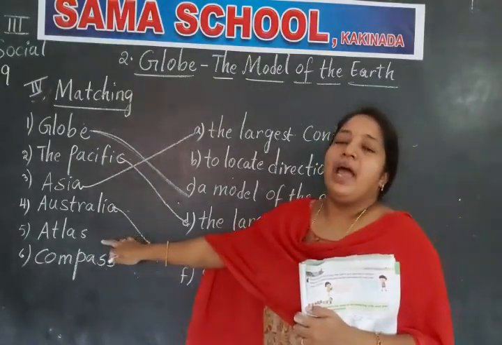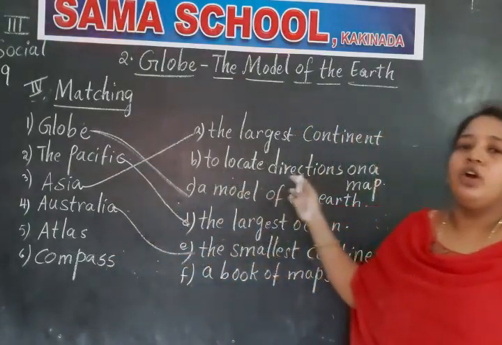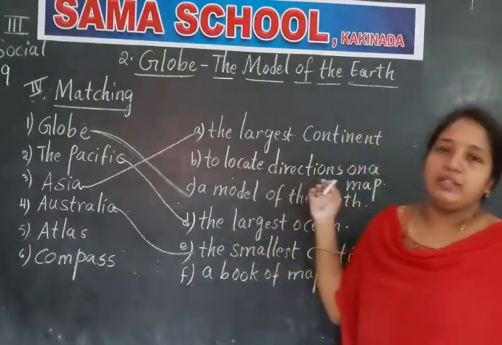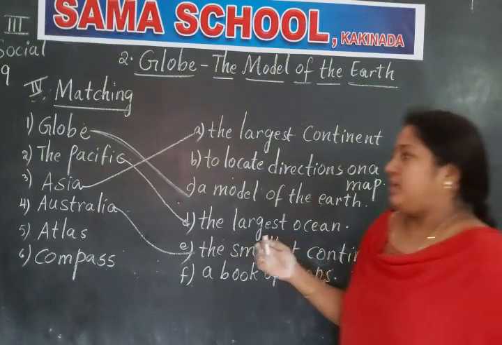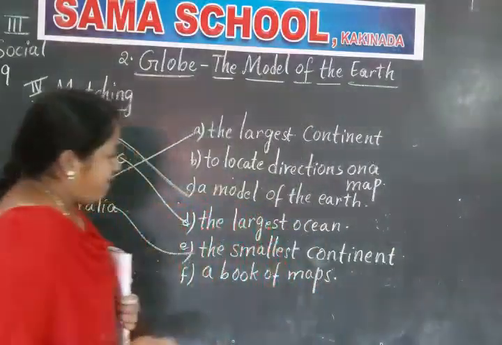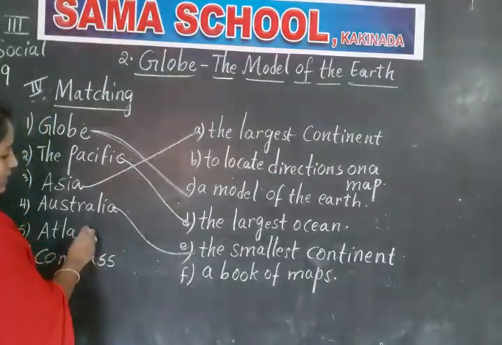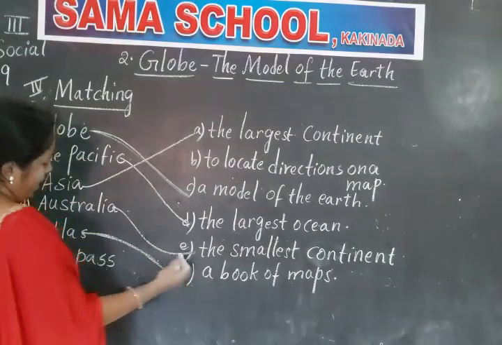Okay, next one, Atlas. What is Atlas? It is a book of maps. First of all, what is a map? Map is a drawing of the earth or any part of it. So the book contains so many maps and that book we call it as Atlas. So Atlas, a book of maps.